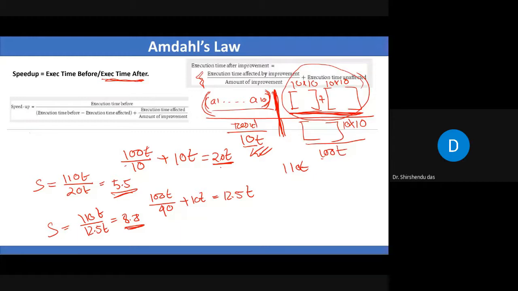So if you are improving some part, then how it affects the overall speed up. If this type of question is there, then you can use Amdahl's law to calculate the speed up. So let me discuss the point here also. You can observe that when I extended the number of cores from 1 to 10, then you can see the speed up is 5.5. But when I extended from 10 to 40, speed up is only 8.8.